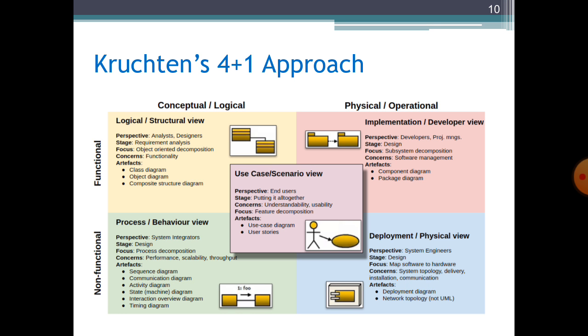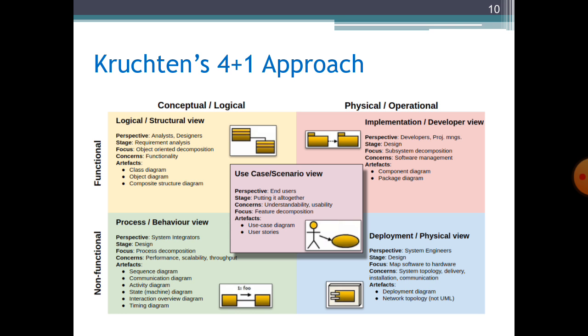What kind of artifacts or architectural diagrams can be used to document this view? Sequence diagrams, communication diagrams, activity diagrams, state machine diagrams, and so on. All of these architectural diagrams can be used to model the process and behavior view.